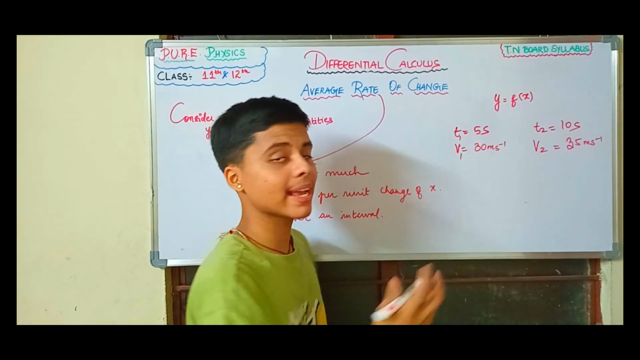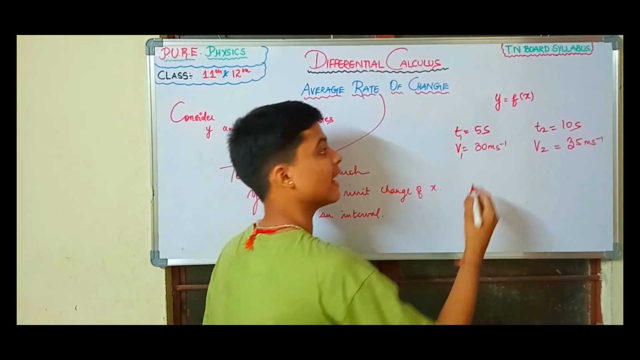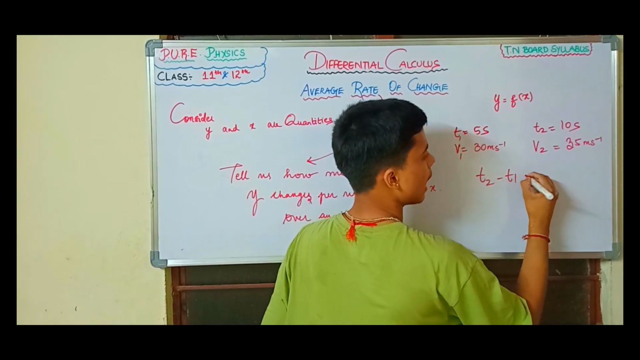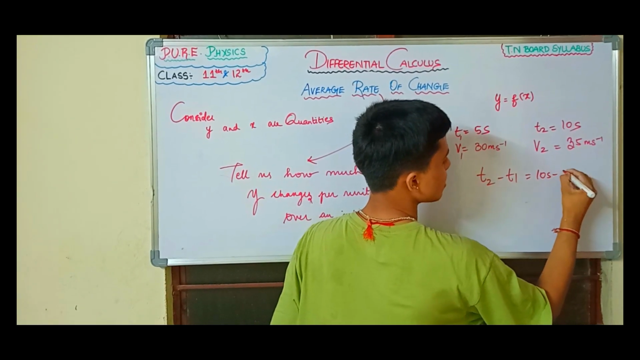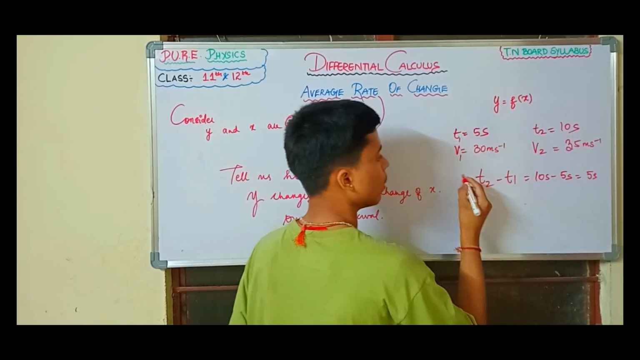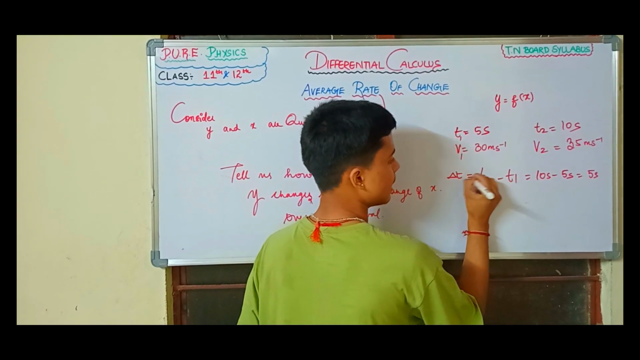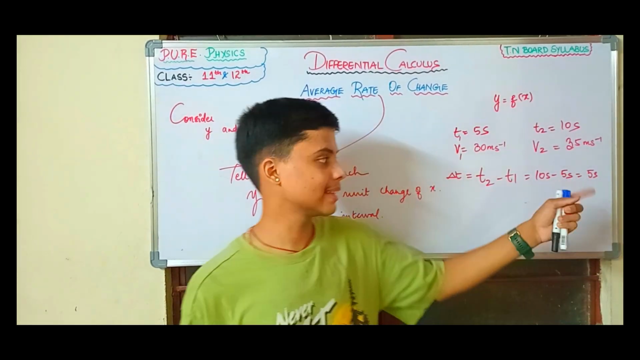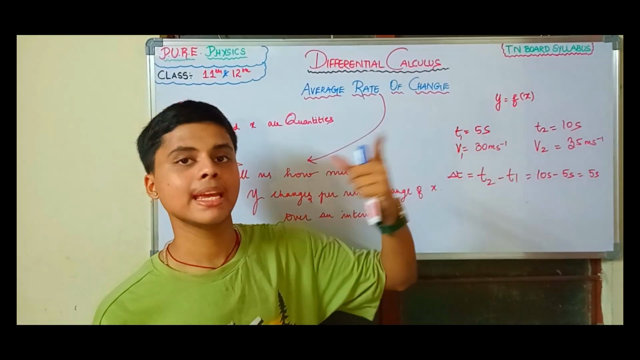How do I get that 5-second gap? When I subtract t2 minus t1, I get 10 seconds minus 5 seconds, which is 5 seconds. This will be represented as delta t, and this is called the interval. Within this interval, the velocity has changed.